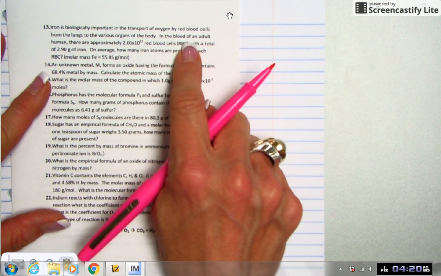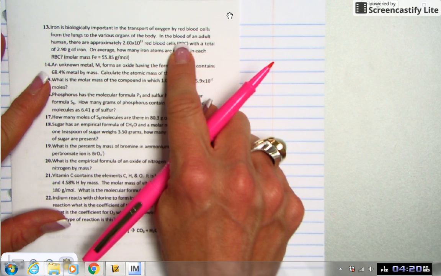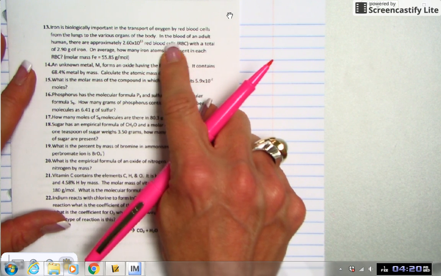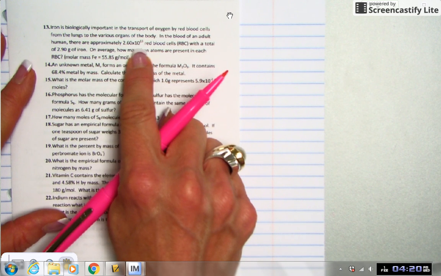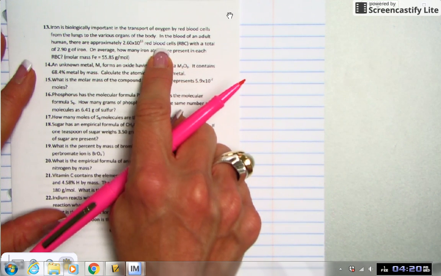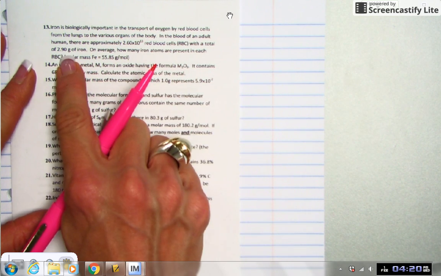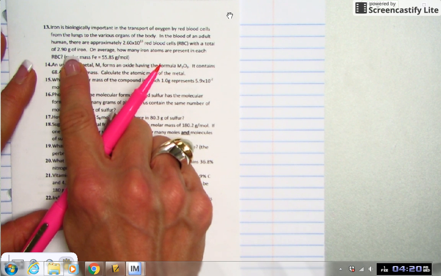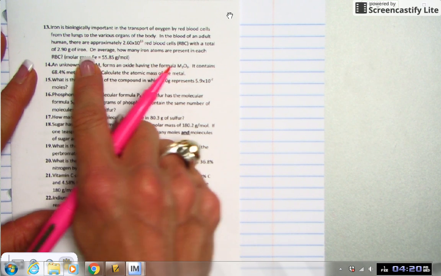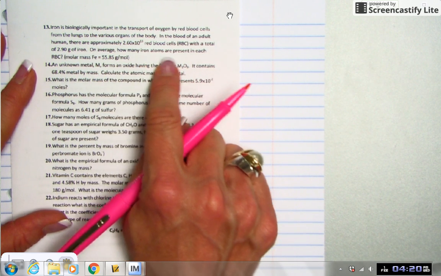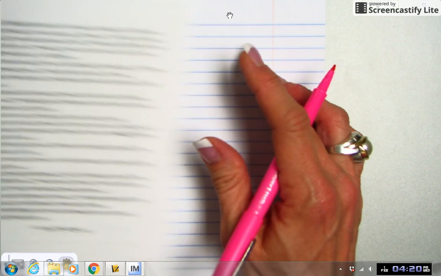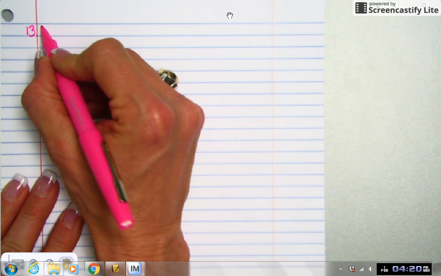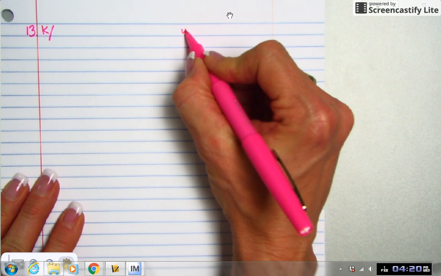And then here's where it starts giving us some information. So I'm going to jot down what I call my knowns and then my unknowns. So it says in the blood of an adult human, there are approximately 2.60 times 10 to the 13th red blood cells with a total of 2.90 grams of iron. Now let's know on average how many iron atoms are present in each red blood cell. And they give us the molar mass of iron. So I'm just going to make a table here with my knowns and my unknown.